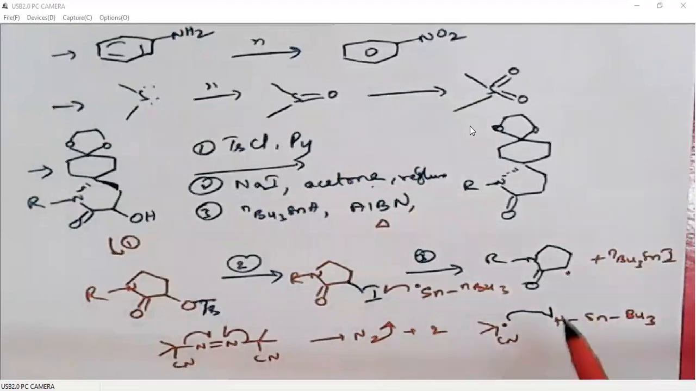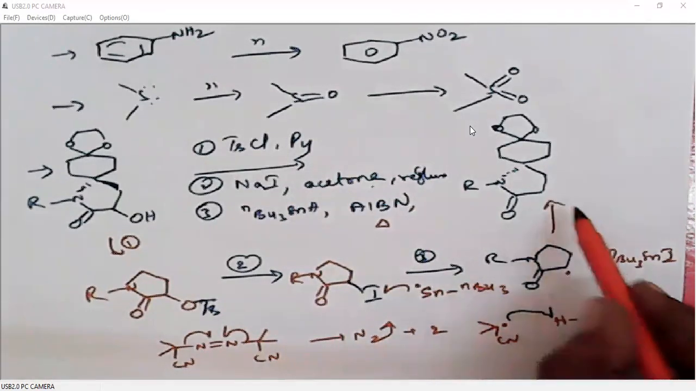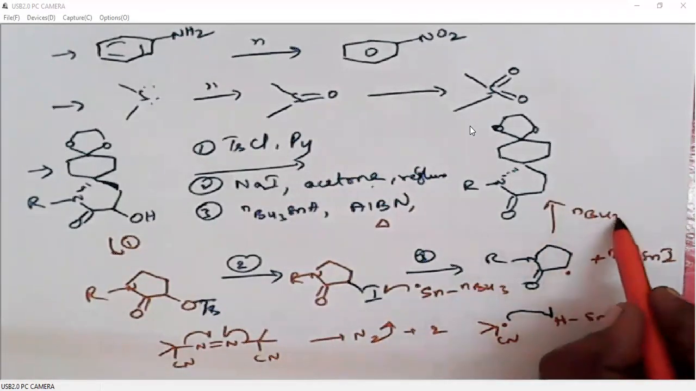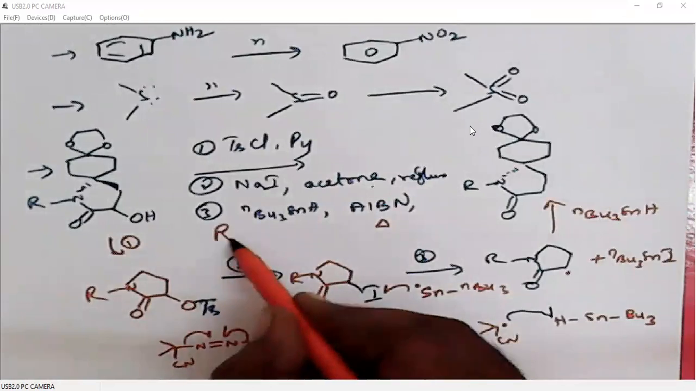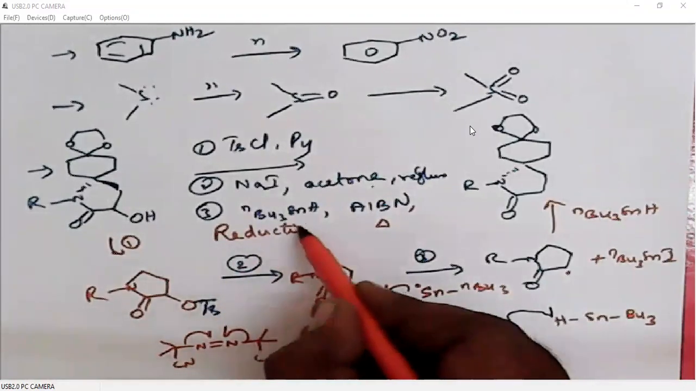So this generated radical will pick up a hydrogen from this, so it generates a tin radical. The tin radical will pick up iodine, so it generates this radical. So it is a cyclic reaction, and it happens again and again. This is how we can do dehalogenation, or we can simply say it is a reduction of alcohol.